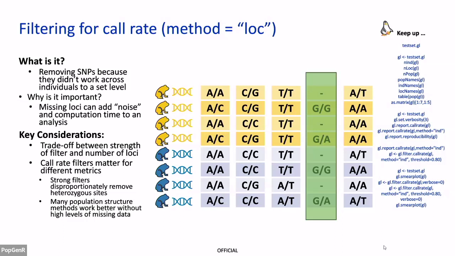So you need to have a trade-off between the strength of the filter and the number of loci you need, and different metrics matter. So strong filters actually disproportionately remove heterozygous sites. Okay, and many population structure methods also work better with none. So this filter can vary a fair bit based on what your actual analysis endpoint is going to be.